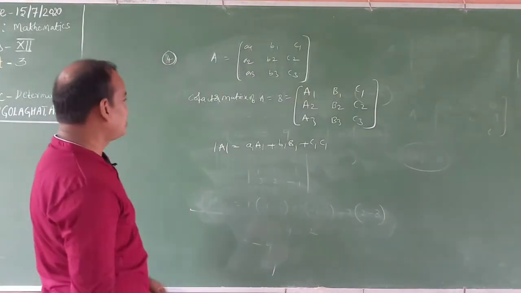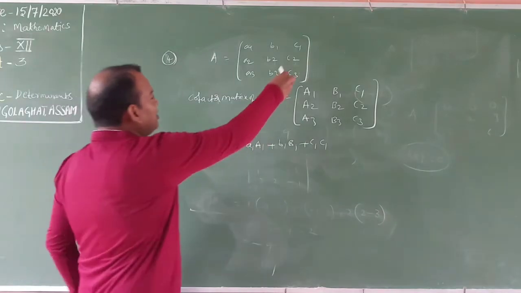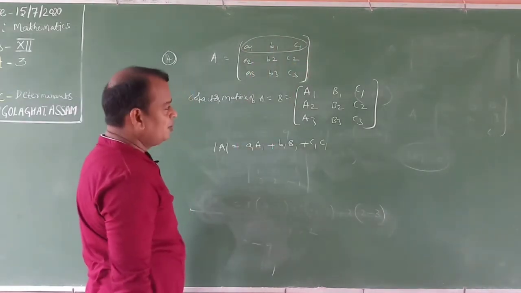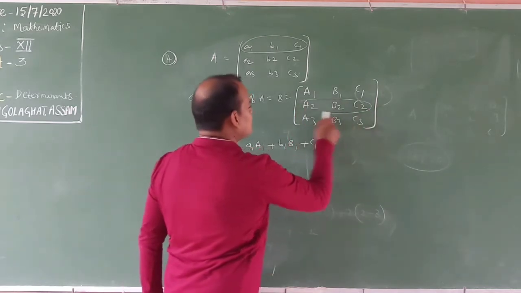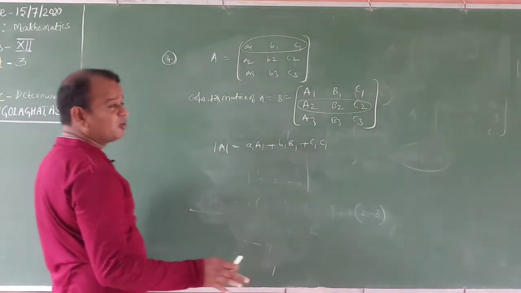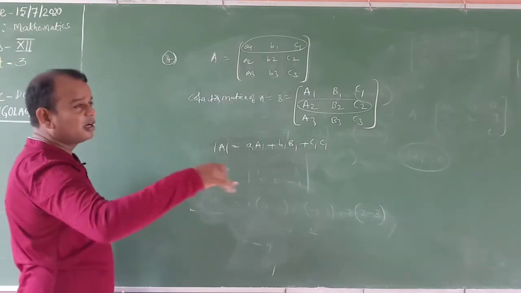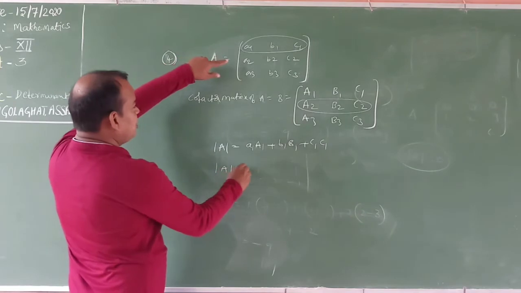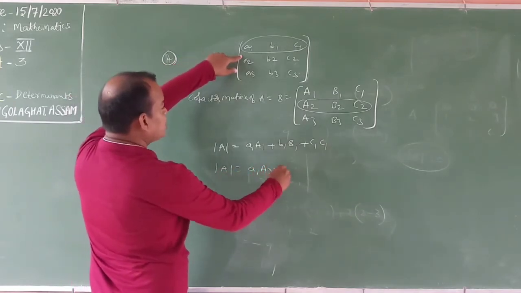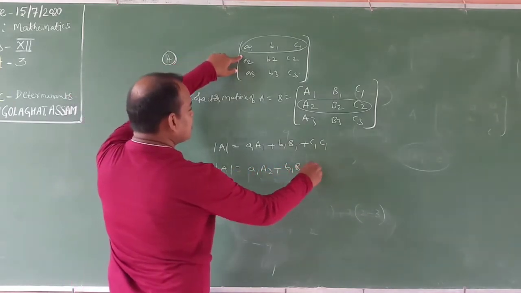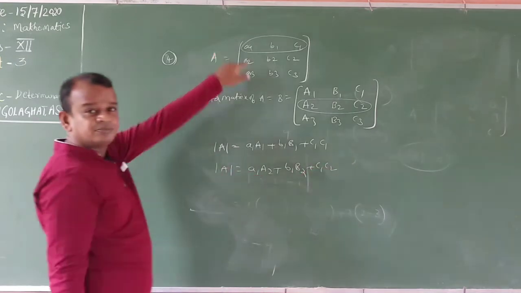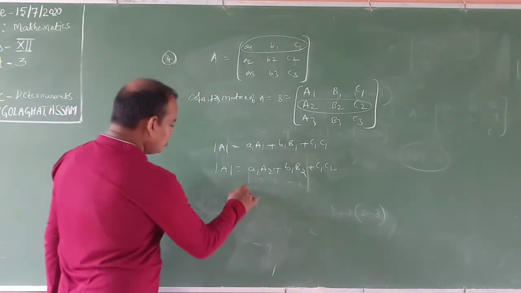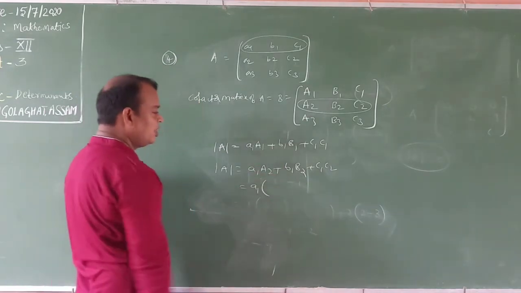Next, suppose I take the elements of this row, but we take the cofactors of another row, not the corresponding cofactors. What happens? The sum is A1 times cofactor A2 plus B1 times cofactor B2 plus C1 times cofactor C2. Now A1 into A2, what is the cofactor of A2?